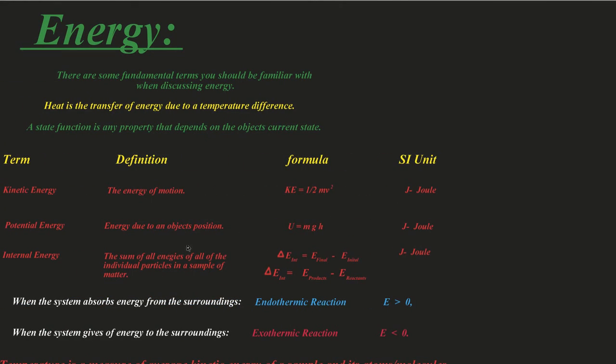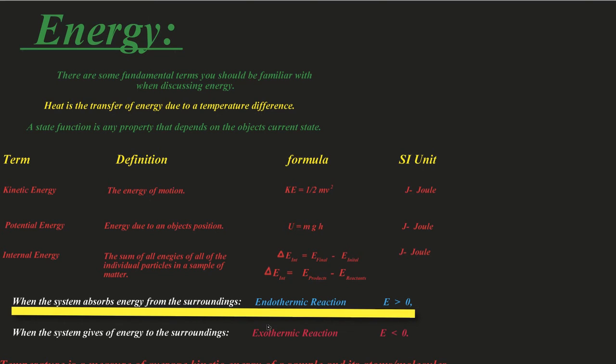So those are the two main energies. We'll also describe the internal energy as the sum of all energies of all the individual particles of a sample of matter. And typically when you see this Greek letter delta, the triangle, that means change, and it's usually final minus initial. So in this case, when we're dealing with a chemical reaction, it's going to be the final, which is the products, minus the reactants.